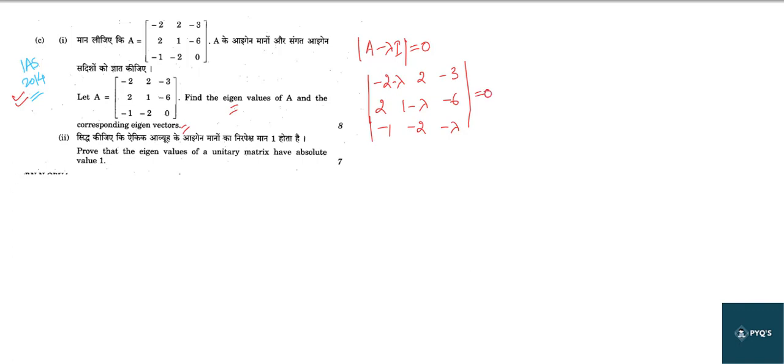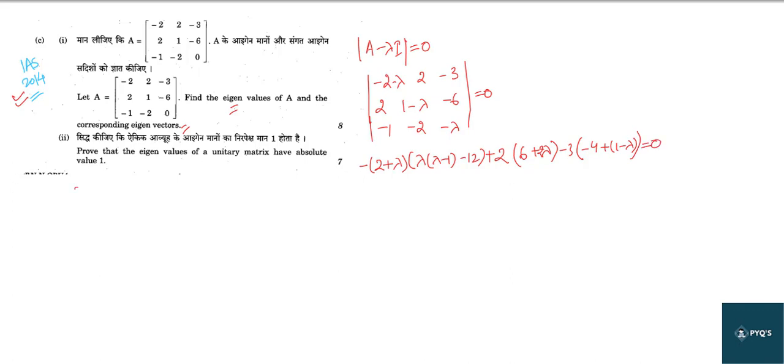Now expanding this, I'll expand it as minus 2 plus lambda, and then I have lambda into lambda minus 1 minus 12, then plus 2 times of 6 plus lambda, 6 plus 2 lambda, and then I have minus 3, sorry. Now I have minus 3 times of minus 4 and then plus 1 minus lambda is equal to 0.